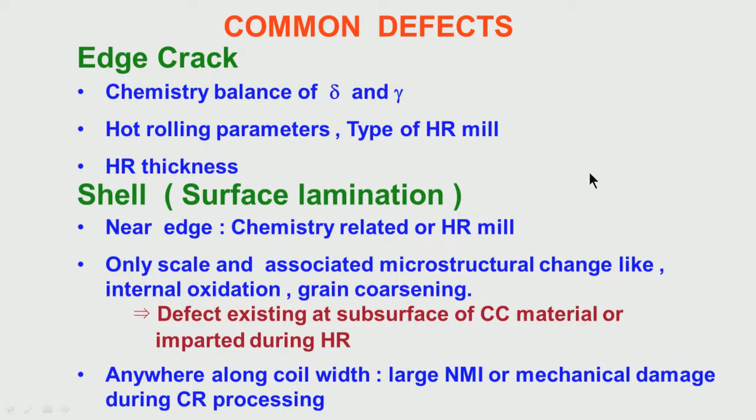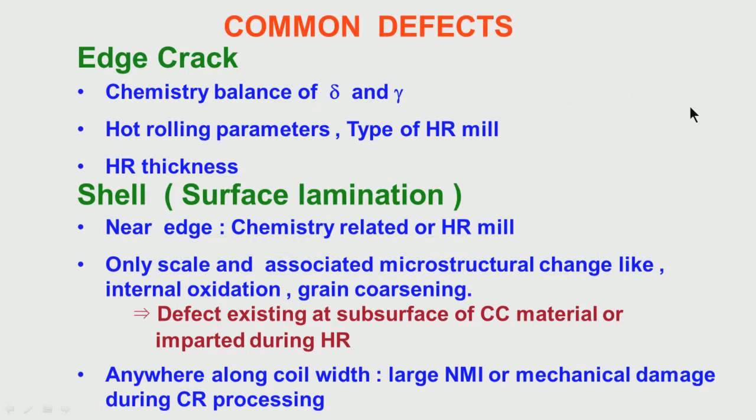Now, I will just talk about a few typical defects which can form in the final rolled product, which start from the casting product, but after rolling only some of the defects you can identify. Sometimes, particularly in stainless steel, certain stainless steel, you find that at the edge of the hot rolled product there is some crack formation. We call it edge crack.